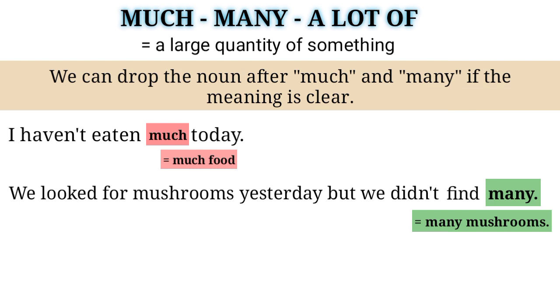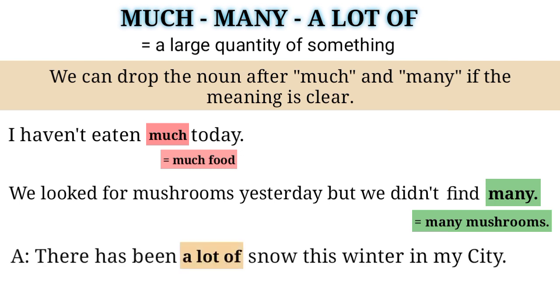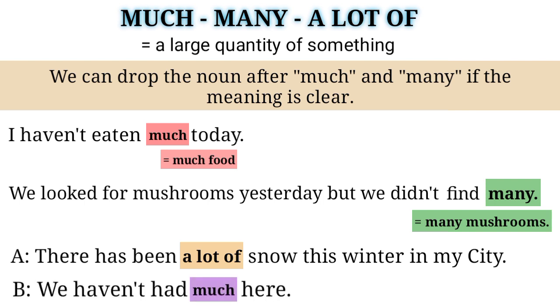Another example. Now it is a conversation between person A and person B. Person A is saying, there has been a lot of snow this winter in my city. Person B is saying, we haven't had much here. In this example, it is clear that person B is talking about much snow. So we can drop the noun if it is clear what we are talking about.